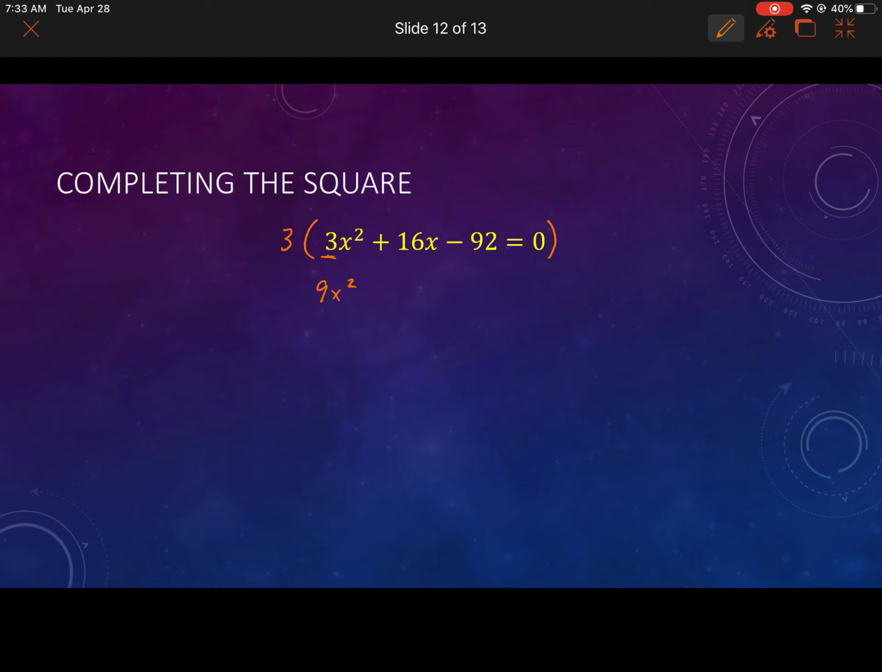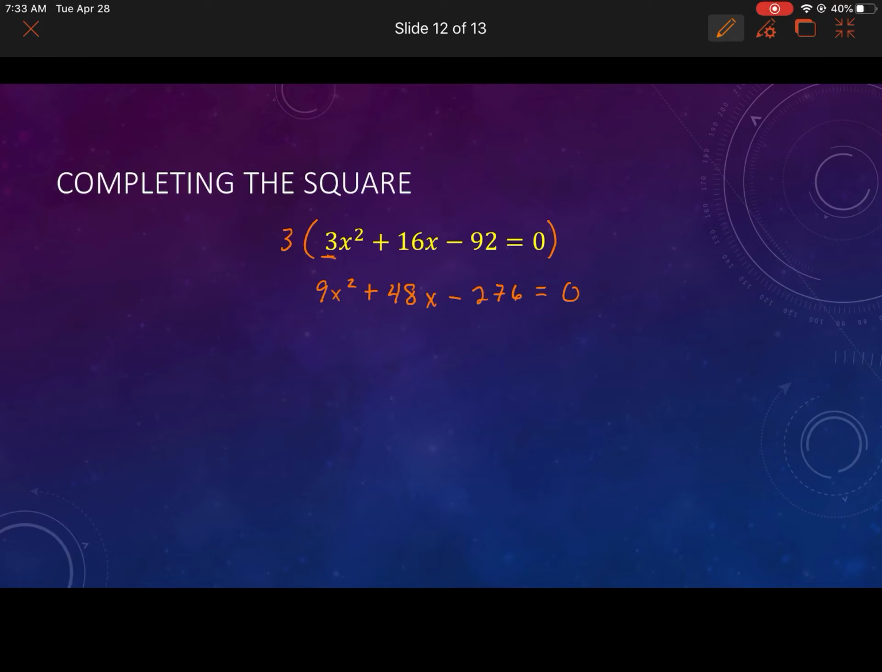And it's kind of early when I'm doing this. So 16 times 3 is 48, so plus 48x. And then 92 times 3 is going to be a negative 276. And then, of course, 3 times 0 is just 0.